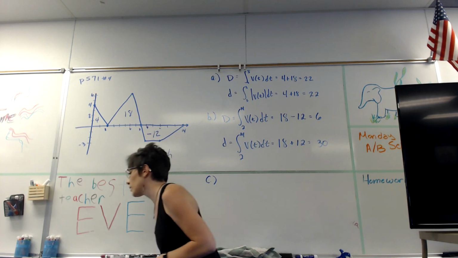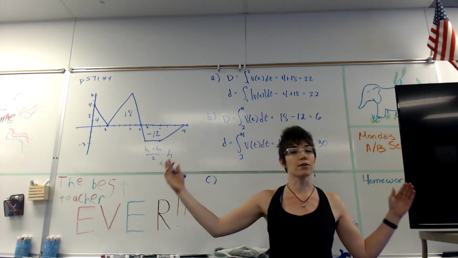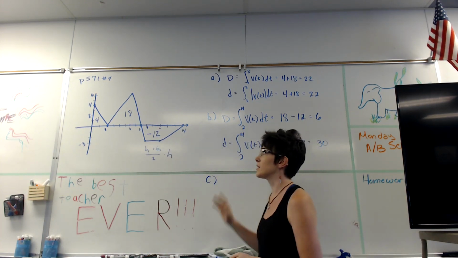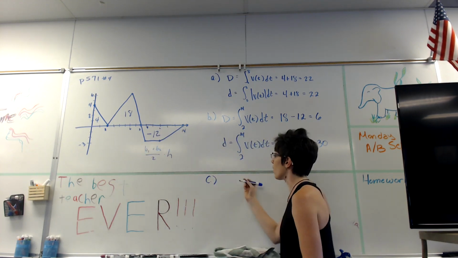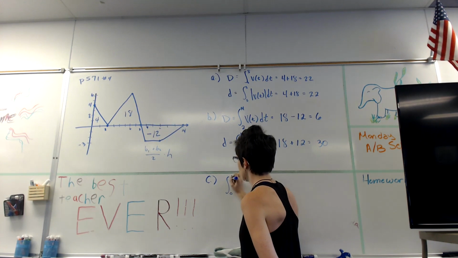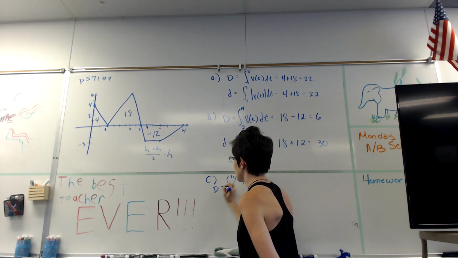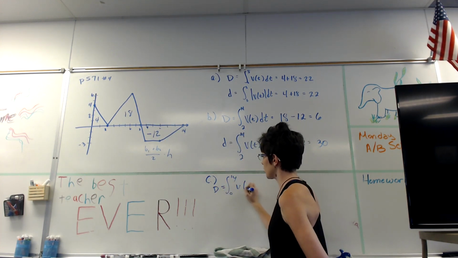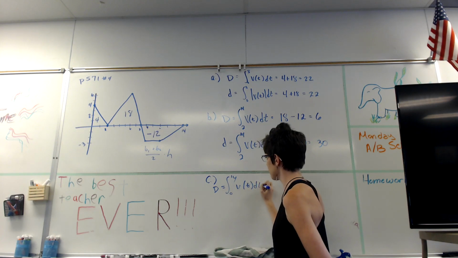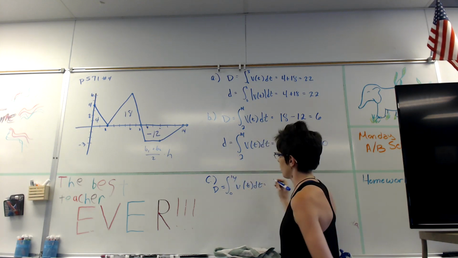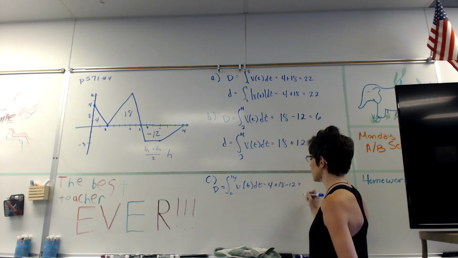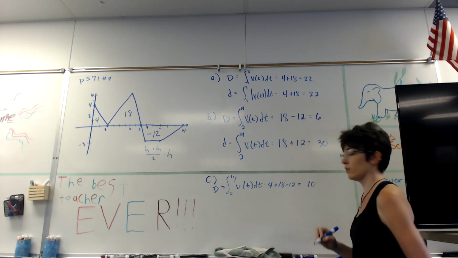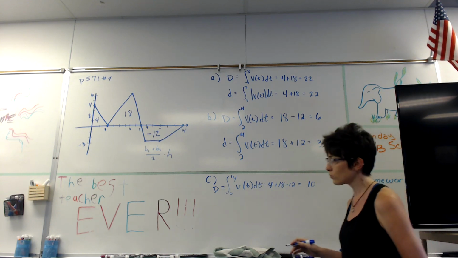Okay, last one, part C, wants the entire time interval now. So again, displacement from 0 to 14 seconds, and then distance as well. So from 0 to 14, big D, displacement is just the integral of the velocity function itself. So I've got the 4 and the 18 that I went forwards, and then 12 backwards. And so that should give me a total of 10 meters altogether.